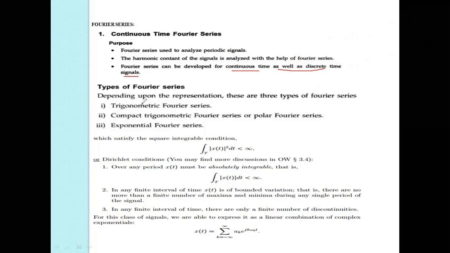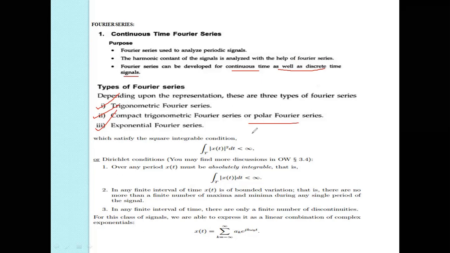There are three types of Fourier series we have: the trigonometric Fourier series, the compact trigonometric, which is also called the polar Fourier series, and the third one is the exponential Fourier series. In the last class, we discussed some of the Dirichlet conditions.